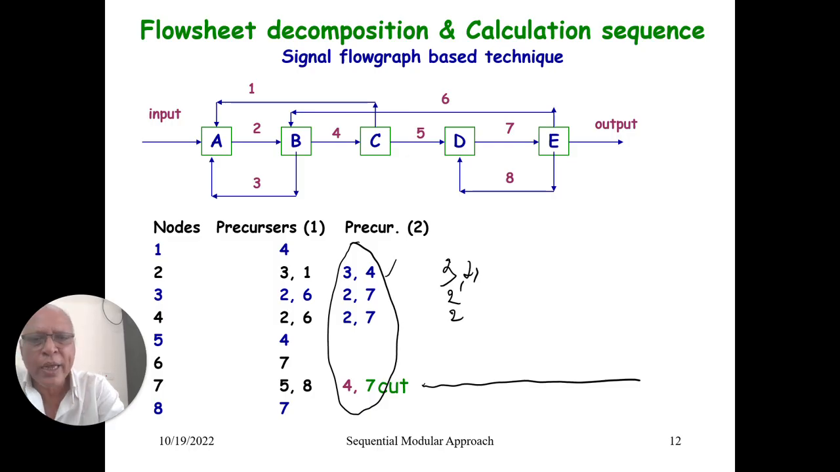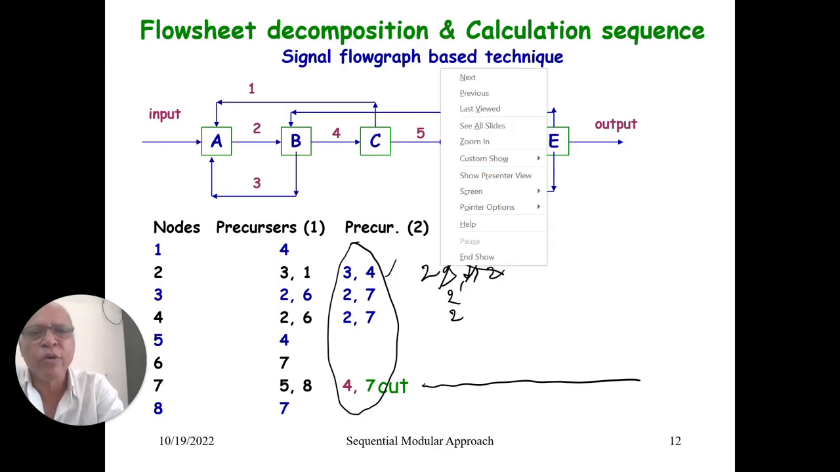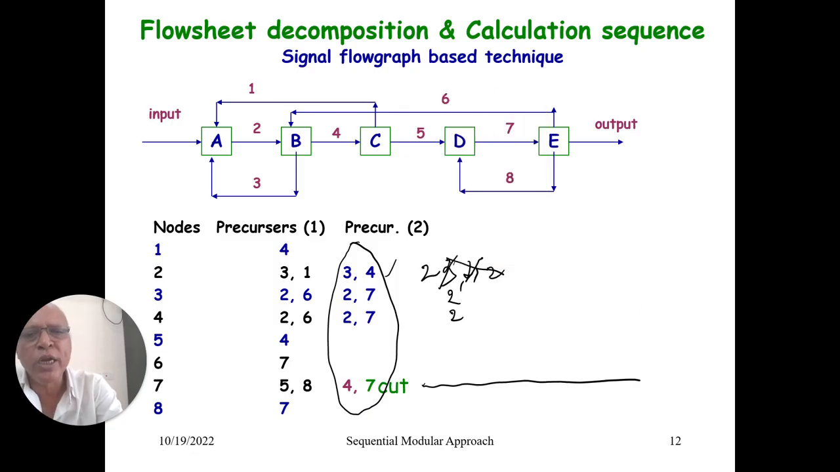Now remember, at this point of time, 3 has a single precursor, 4 has a single precursor, so I need to replace 3 with 2 and 4 also with 2. What do you mean by this? You require information from that stream twice. That means in fact we need to know 2. So we are left with only stream 2.